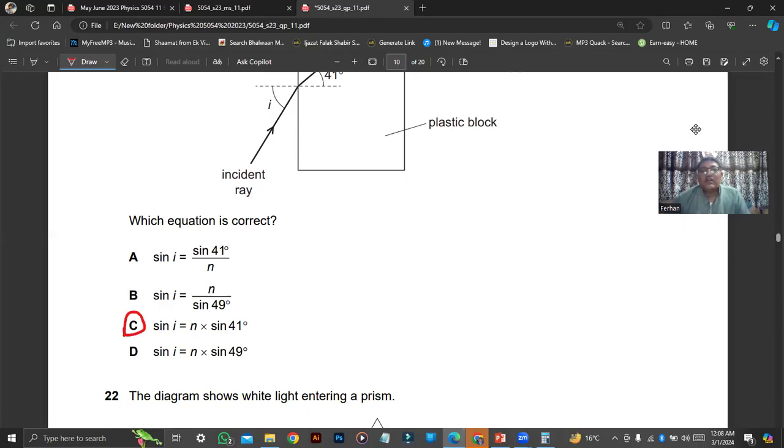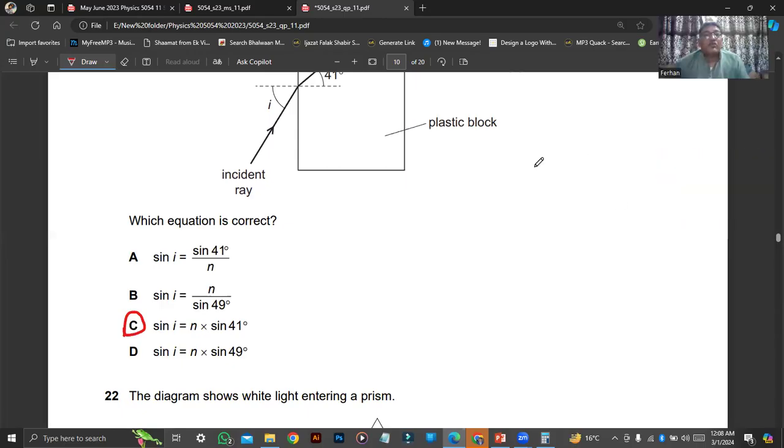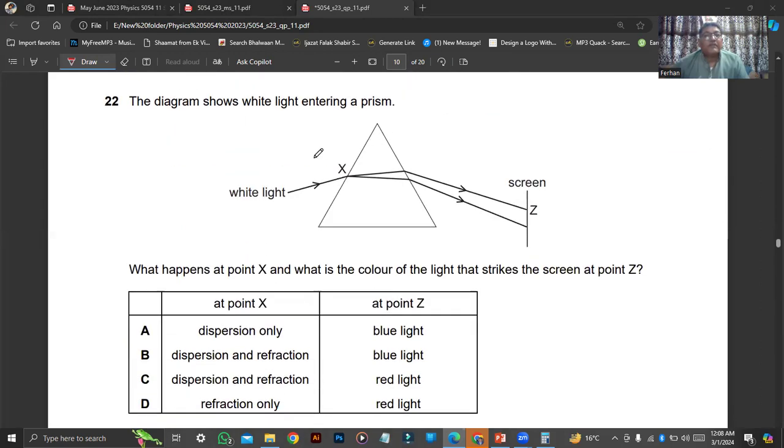So the next question coming up on your screen is question number 22. He says the diagram shows white light entering a prism. So when the white light enters a prism, it will be refracted, it will be dispersed, it will be converted into its constituent colors. And what happens at point X? And what is the color of the light that strikes the screen at the point Z?